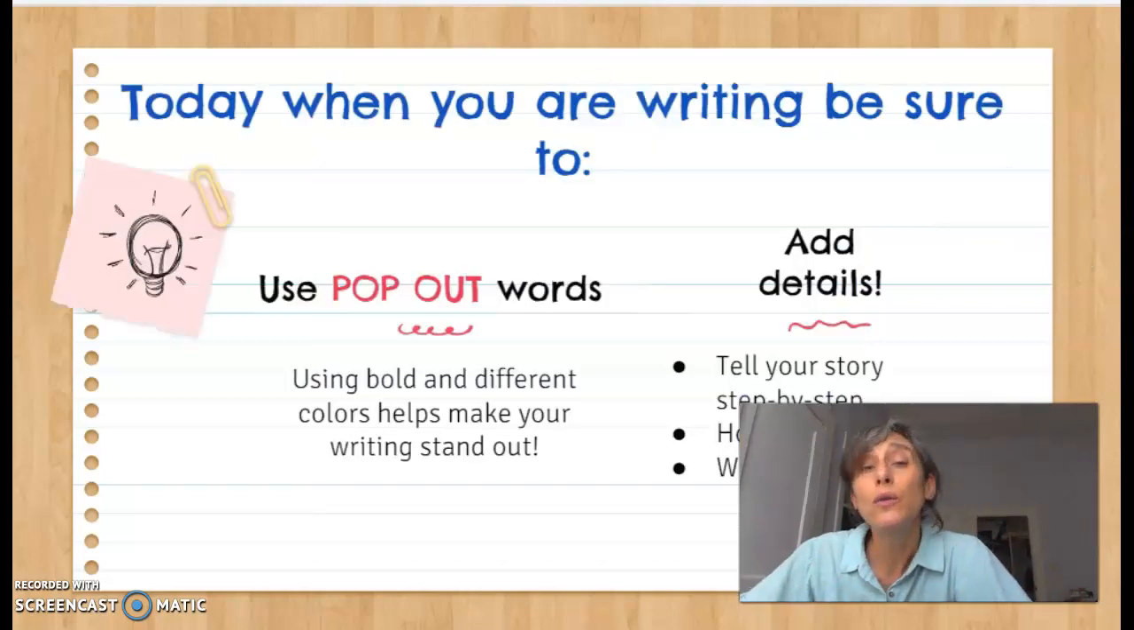So today when you are writing, I want you to go through one of your stories and try to find the most exciting page, and then try to find the most important words on that page to bold. You can also use other strategies today to improve your writing, like adding details by telling your story step by step and talking about how you felt and what you saw.